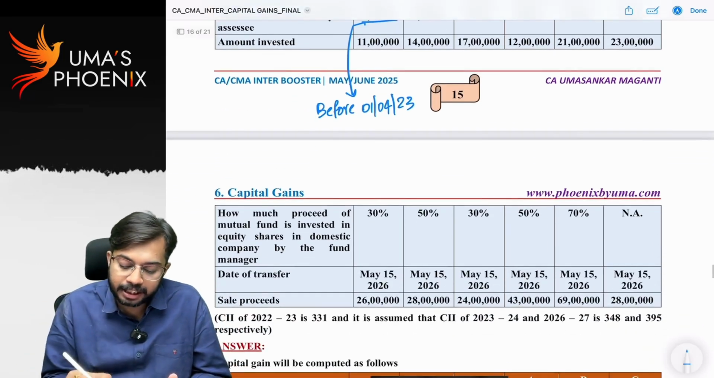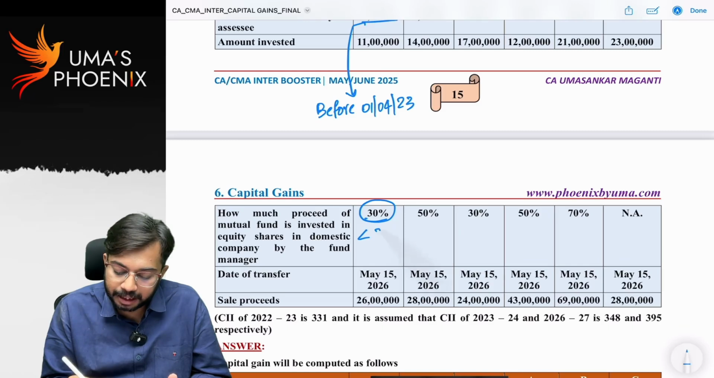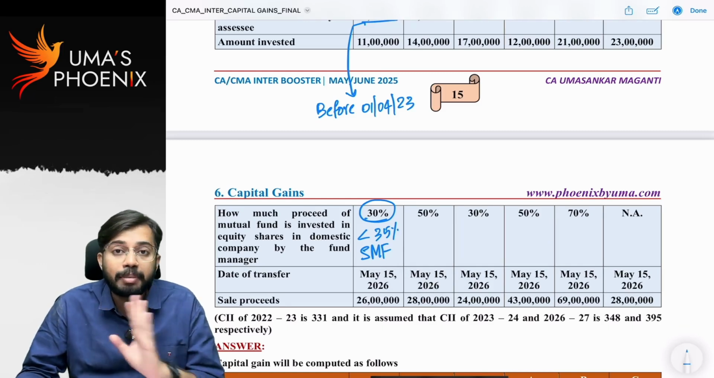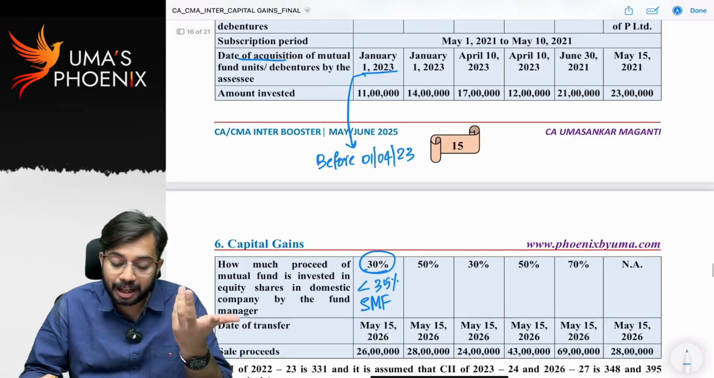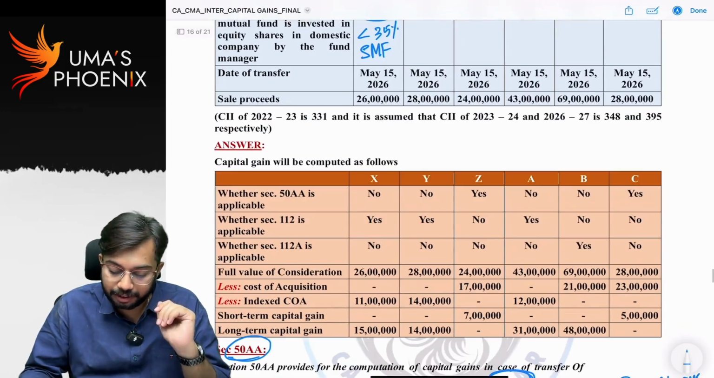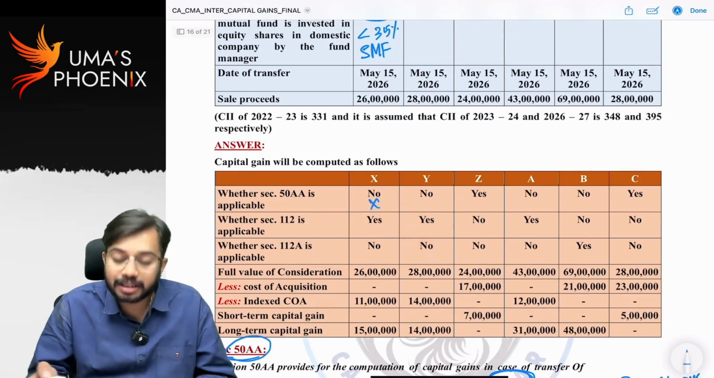How much percentage is invested in equity shares? 30%. That means less than 35%, right? It is a specified mutual fund. Even though it is specified mutual fund, 50AA is not applicable. Why 50AA is not applicable? Because date of purchase is before 1st April 2023. So in this case, 50AA is not applicable.